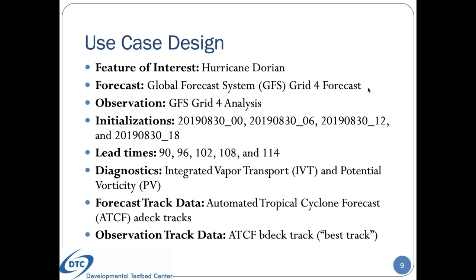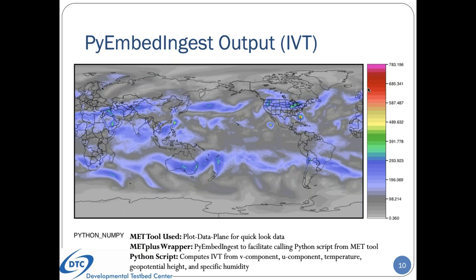The diagnostics used to calculate statistics are integrated vapor transport, IVT, and potential vorticity. Most of this will be on IVT. The forecast track data is from the ATCF ADECK track, specifically the GFSO, and the observation track data is from the ATCF BDECK or best track. So here what we're looking at is the output of the Py Embed Ingest tool of the IVT.